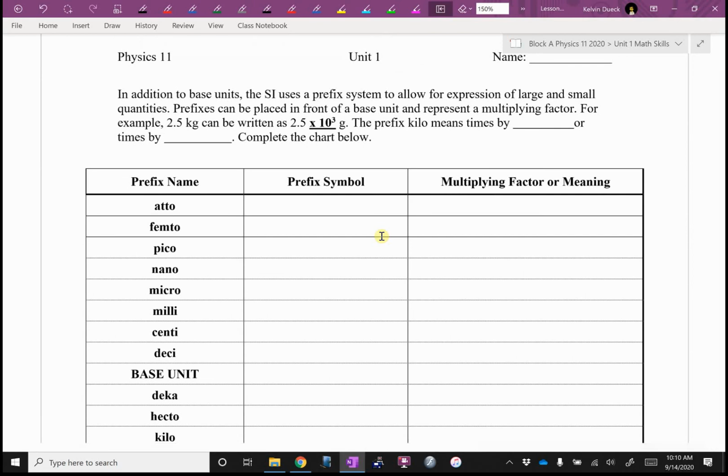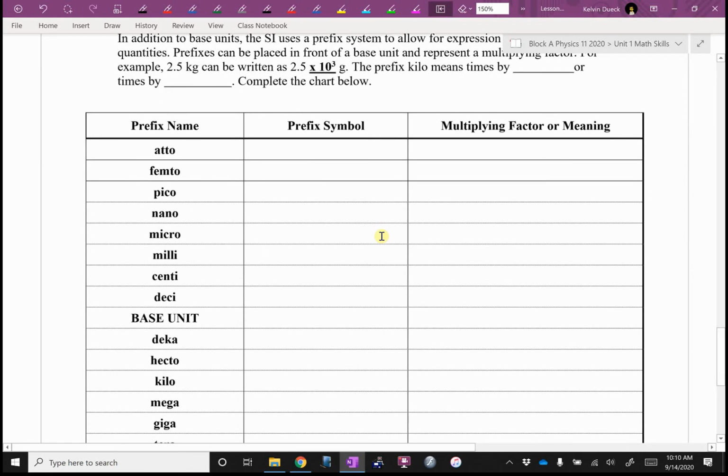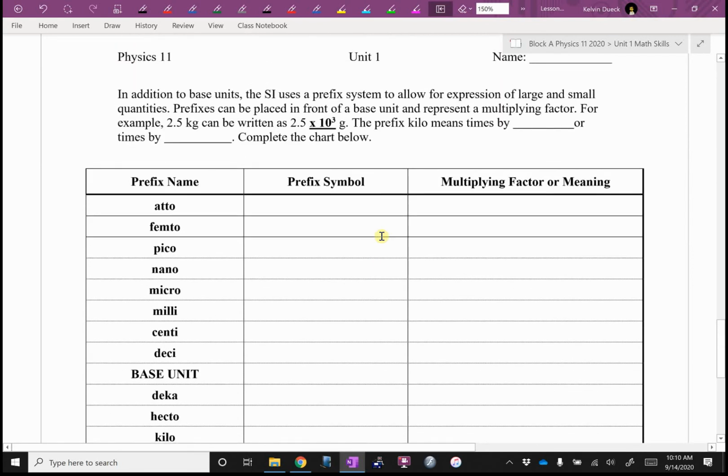In addition to the base units, the SI, the Système International, uses a prefix system to allow for the expression of large and small quantities. Prefixes can be placed in front of a base unit and they represent a multiplying factor. For example, 2.5 kilograms can be written as 2.5 times 10 to the third or times 1,000 grams, because the prefix kilo means multiply by 10 to the third or multiply by 1,000.